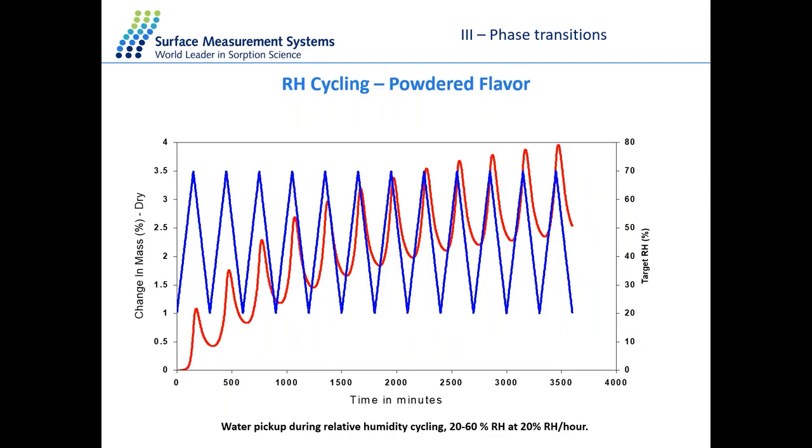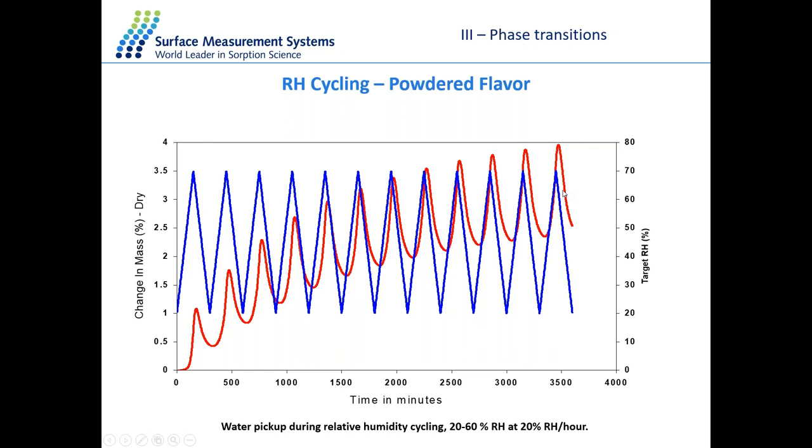So one of the experiments that we can do over here is by cycling the humidity up and down, which is the blue line. We want to see how the sample behaves from a point of view of mass uptake, which is the red line over here. And what you see over here is that the sample goes up and down in mass, as you would expect, but it cycles constantly towards a higher level.